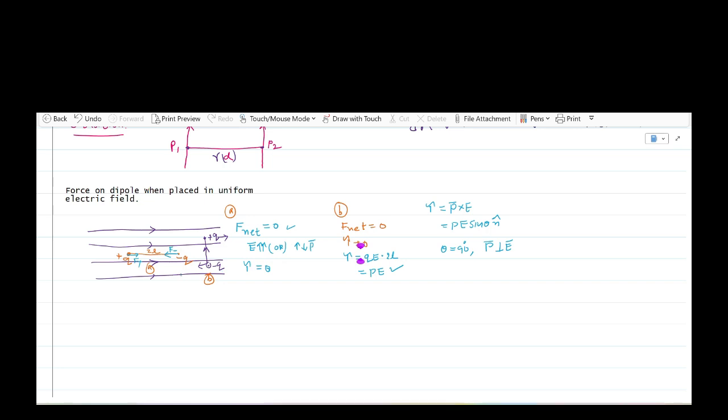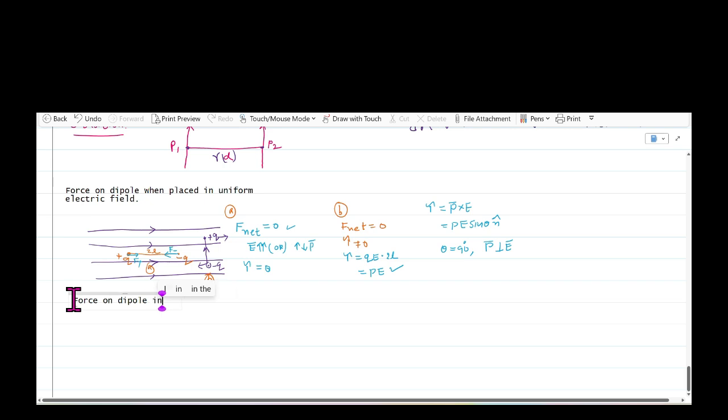In a uniform electric field, when a dipole is there, the same thing holds for magnetic also. In a uniform field, F net equals 0 and tau may be PE when placed at 90 degrees. F net is equal to 0 and tau may be 0 when the dipole is placed along the field direction or anti-parallel to the field direction. Similarly, now the force on a dipole in a non-uniform electric field.